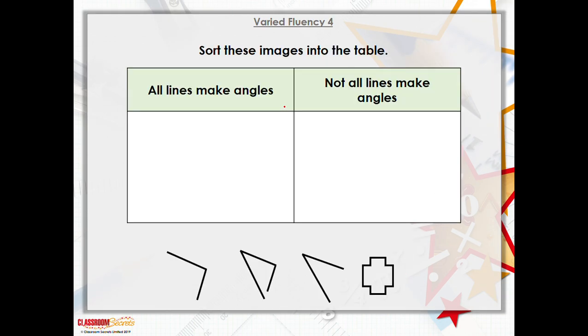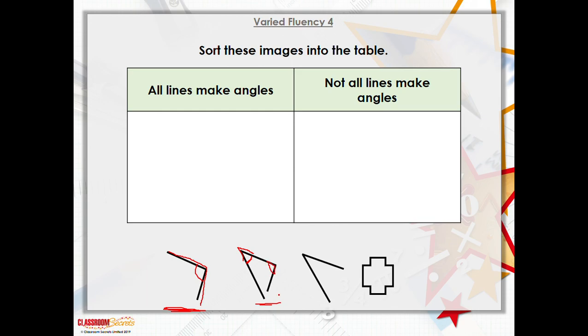Some of the questions you might get might ask you to sort images into the table. Now, with angles, an angle is where two lines meet and are joined together. So for example, if you look at the first shape here, we can see this line and this line meet together to create an angle. On the second shape, we can see we've got three separate lines here. These two lines here have met, so they create an angle. And these two lines here have also met, which also creates an angle.